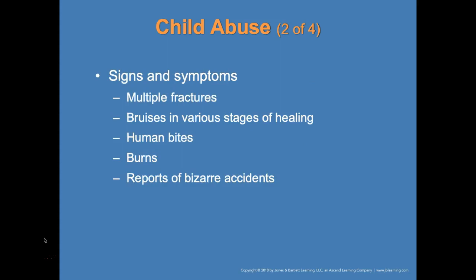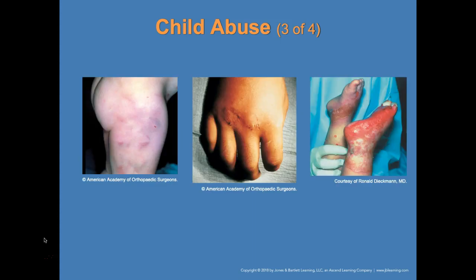In child abuse, some signs and symptoms would be multiple fractures, bruises in various stages of healing, human bites, burns, reports of bizarre accidents. Children are abused all the time, and we've got to keep an eye out for them and make sure they're taken care of. We need to get them out of these situations.